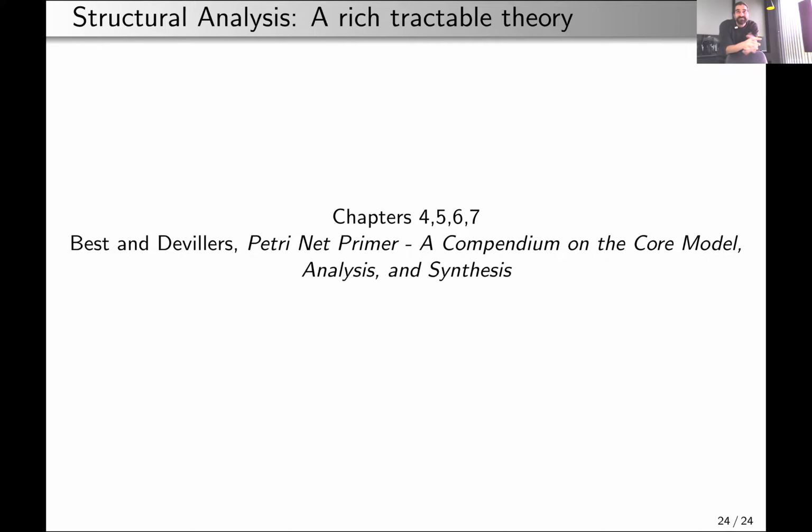You had a question. Yeah. I'm relatively new to Petri nets. It's basically my first introduction to them. So where do they usually pop up in the wild?